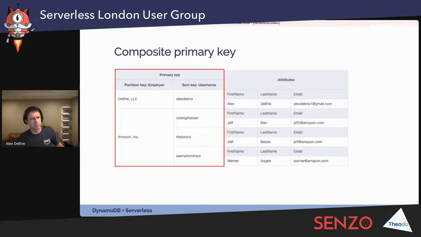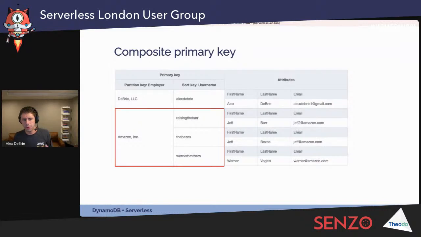So here's a table with a composite primary key. I've outlined it in red here. I've got that same data, but what I've done is I've taken that primary key and made it two parts, right? The partition key is going to be the employer, and the sort key is going to be the username. And so if you look at this, me, myself, I'm employed by DeBrie LLC, my entity, and then there's also Amazon Inc. that employs these other folks.